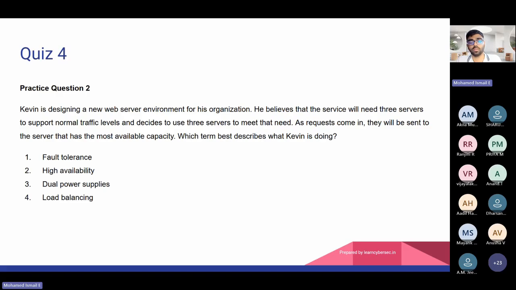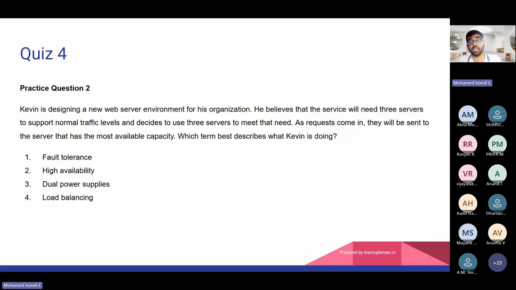So figure out among 4 answers: is that fault tolerance, is that high availability, or dual power supplies, or load balancing? You just try to eliminate one by one. That's how you need to practice for the exam. Try to eliminate the wrong answers first, then figure out which one could be the right one.